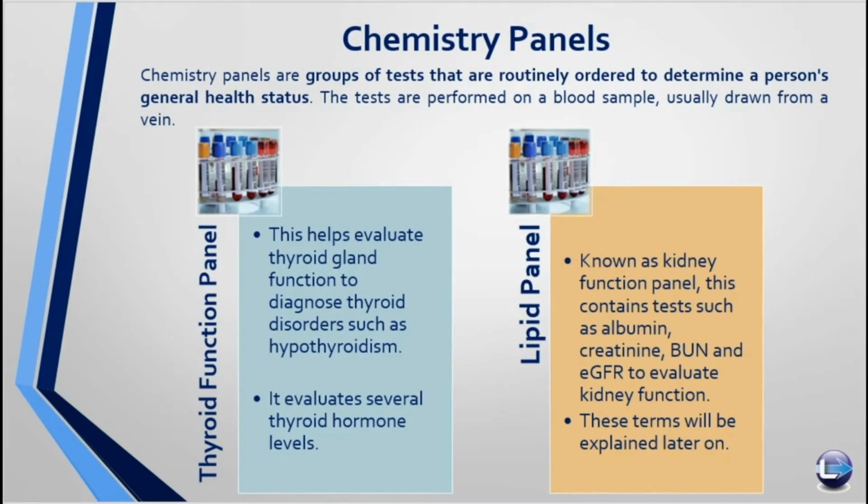Chemistry panels. The tests are performed on a blood sample, usually drawn from a vein. Thyroid function panel. This helps evaluate thyroid gland function to diagnose thyroid disorders such as hypothyroidism. It evaluates several thyroid hormone levels. Kidney function panel. This test contains albumin, creatinine, BUN, and eGFR to evaluate kidney function. These terms will be explained later on.